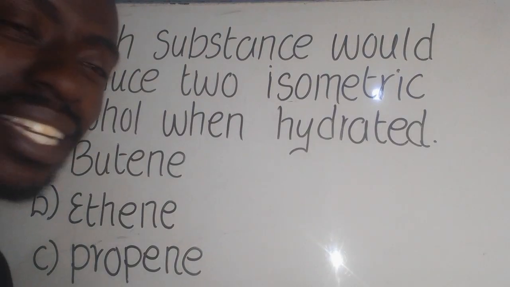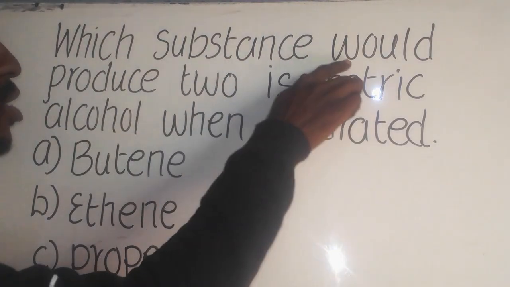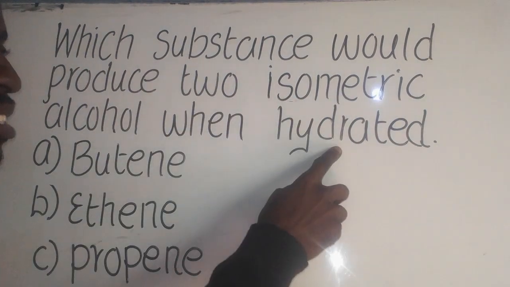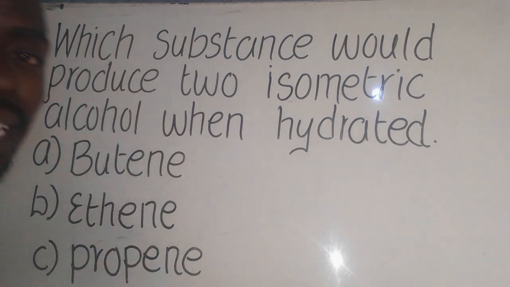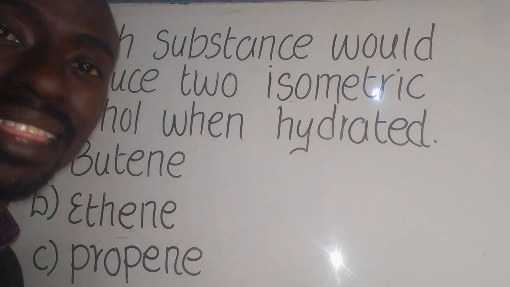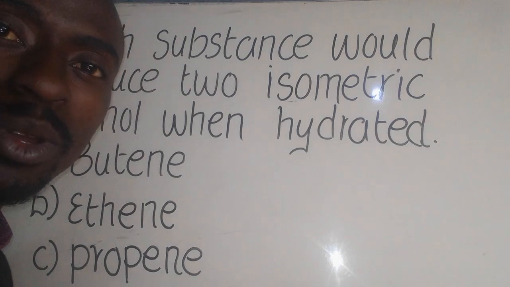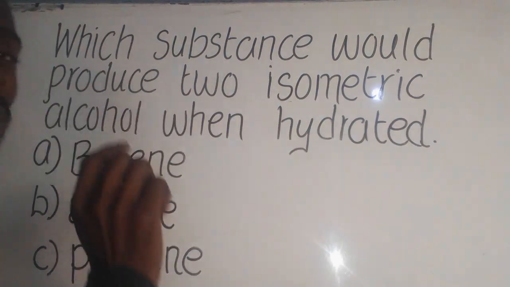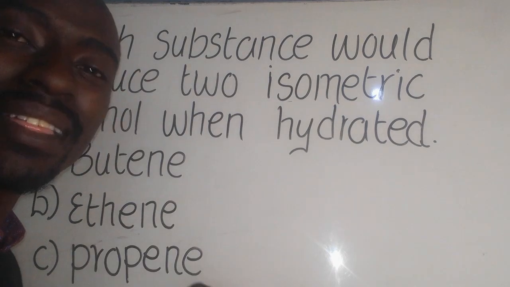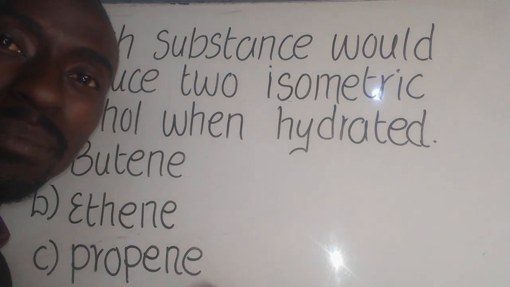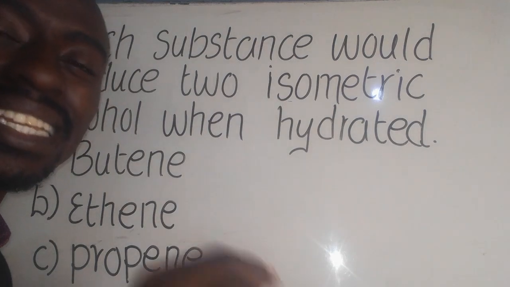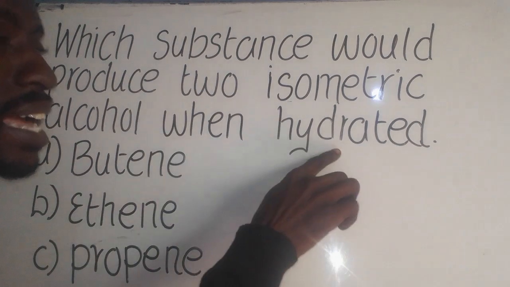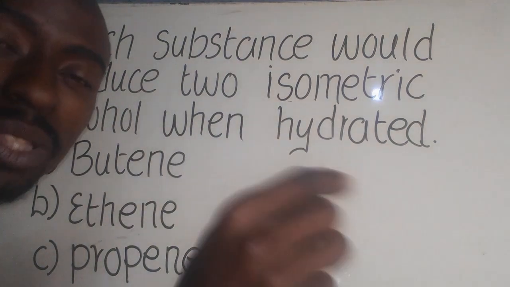I have a chemistry question that says, which substance would produce two isomeric alcohols when hydrated? Okay, when they say alcohol, it is an organic compound that contains a functional group known as the hydroxyl. When they say isomeric alcohol, it simply means alcohols that have the same chemical formula but differ in the structural formula. Okay, now they're saying hydrated. Hydrated simply means to react with water.